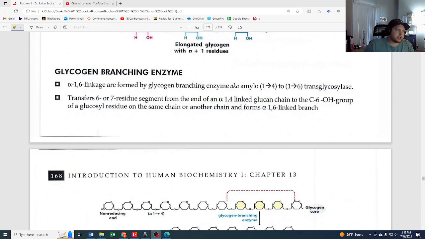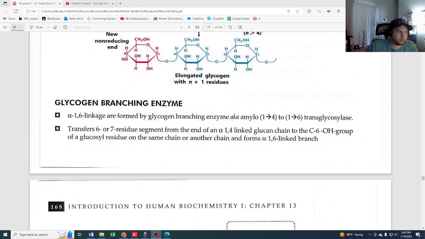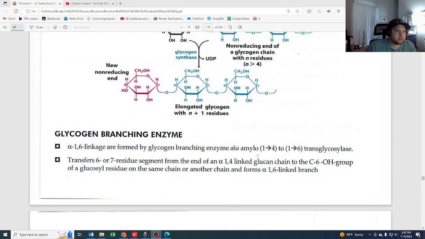Now the glycogen branching enzyme. Alpha-1,6 linkages are formed by glycogen branching enzyme, aka amylo transglycosylase. So 1,4 to 1,6 transglycosylase. It transfers 6 or 7 residue segments from the end of an alpha-1,4 linked glycogen chain to the C6OH group of a glycosyl residue on the same chain or another chain, and forms an alpha-1,6 linked branch.